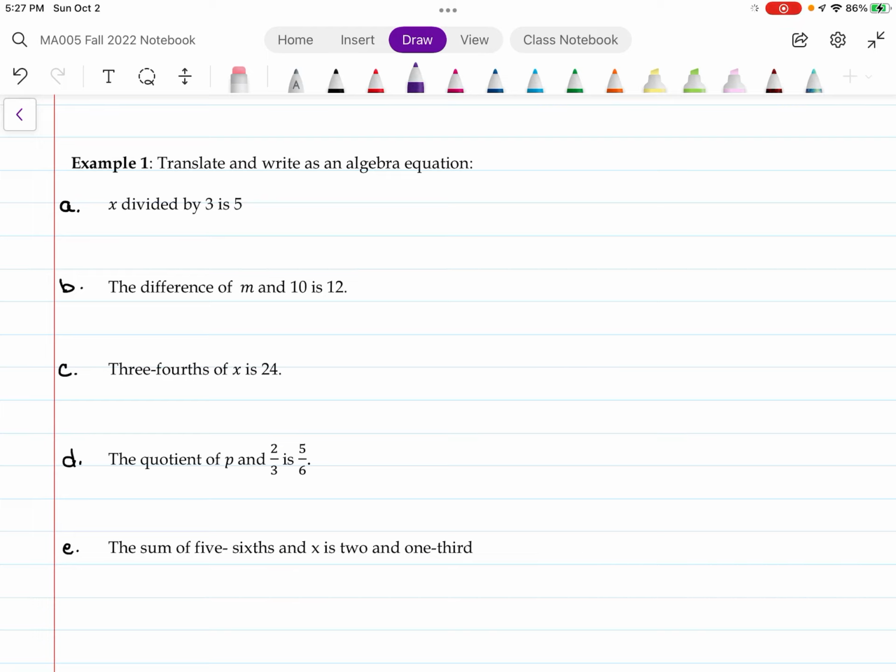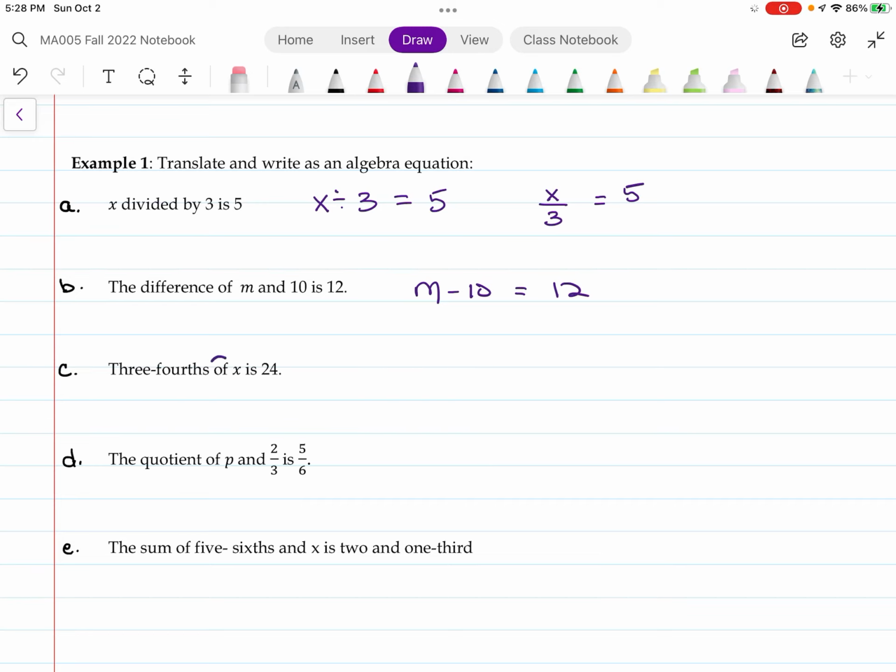All right, so x divided by 3 is 5. One way to write that is x divided by 3 equals 5. But the other way we do it mostly in algebra is x over 3, like that, is 5. All right, the difference of m and 10 is 12. m minus 10 equals 12.